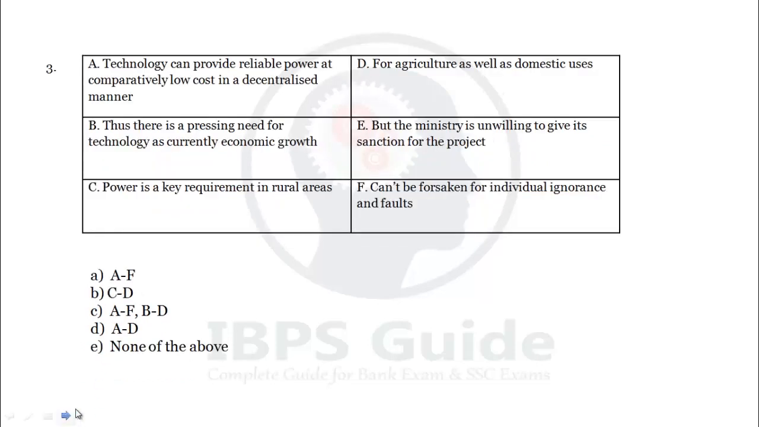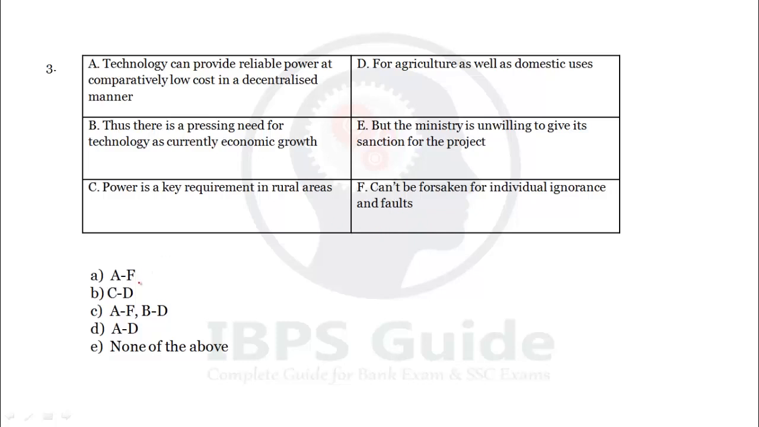Let's move to question number 3. A sentence: technology can provide reliable power at comparatively low cost in a decentralized manner. Second sentence: thus there is a pressing need for technology as current economic growth. Third sentence: power is a key requirement in rural areas. D sentence: for agriculture as well as domestic uses. E option: but the ministry is unwilling to give its sanction for the project. And F option: can't be forsaken for individual ignorance and faults.